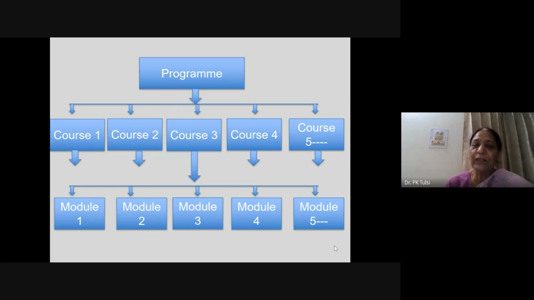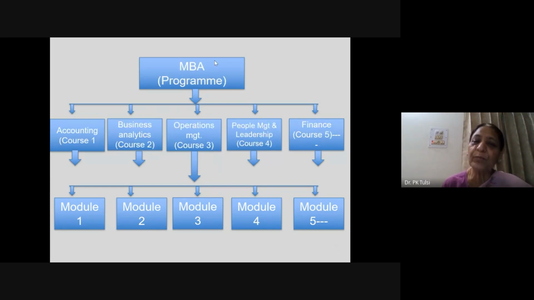So looking at the program, which may be a certificate, a diploma program, a degree program, or a master's degree program, a program consists of courses. And when you look at courses, what does a course consist of? A course consists of modules. So this is the hierarchy which is followed in online programs.